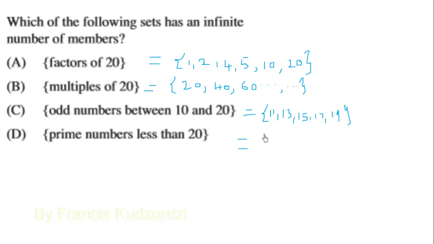So if you have a set that we can list all the elements, then that set is a finite set. But if you have a set that we cannot list all the elements, then that set is an infinite set. So the next one is 13, then the next one is 17 and 19. So these are all the prime numbers less than 20. So the set that all the elements cannot be listed is B.